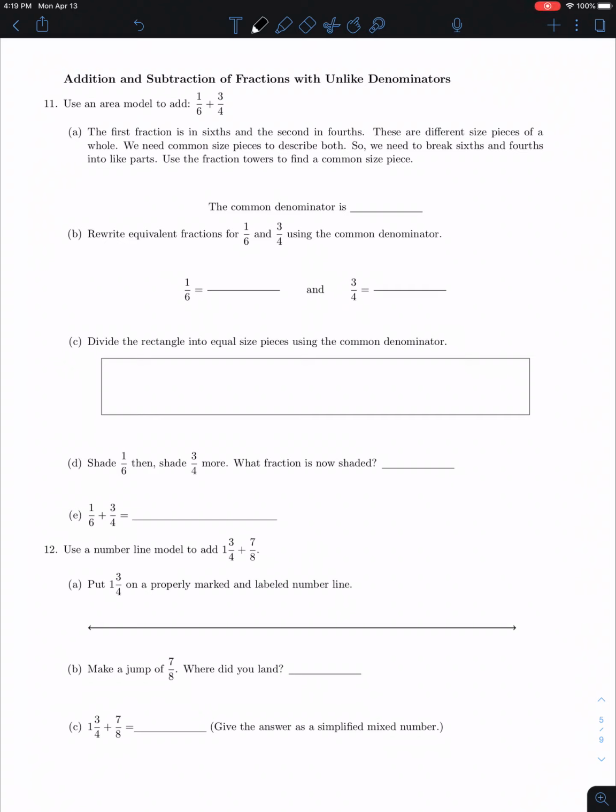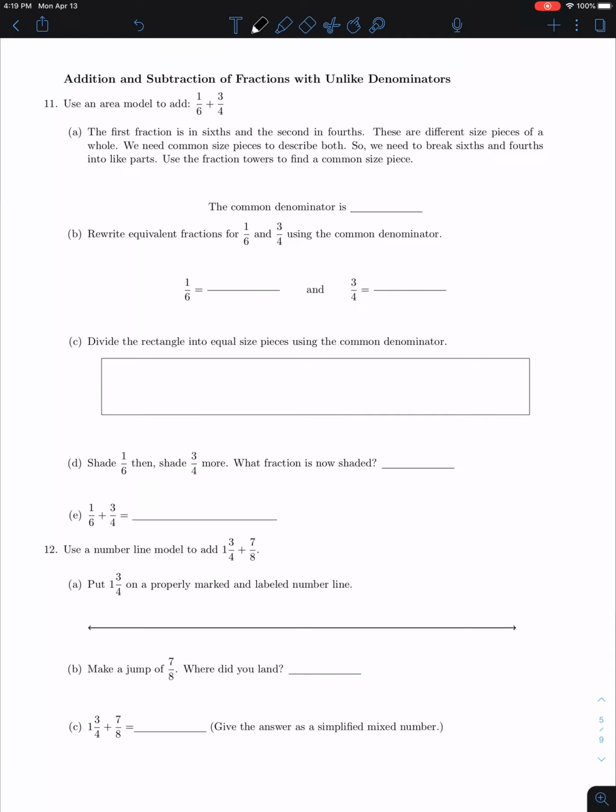Well, welcome back. Hopefully everybody did a good job with the like denominator section. So now we want to move on to the unlike denominator section. We're again using the same idea of area models and number lines. The only difference is what we're going to have to do is get a common denominator before we can do the actual modeling part. So let's look at number 11 here.